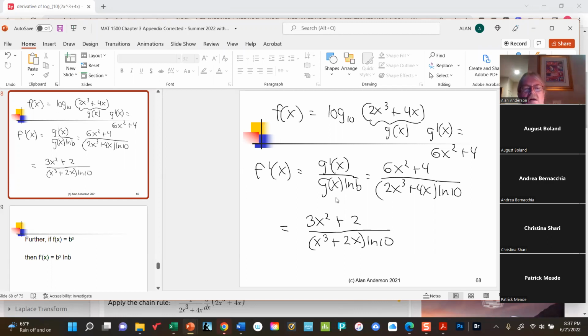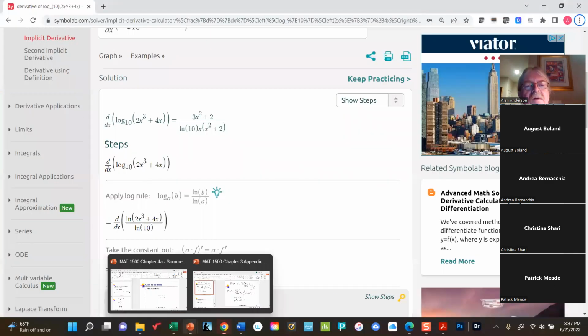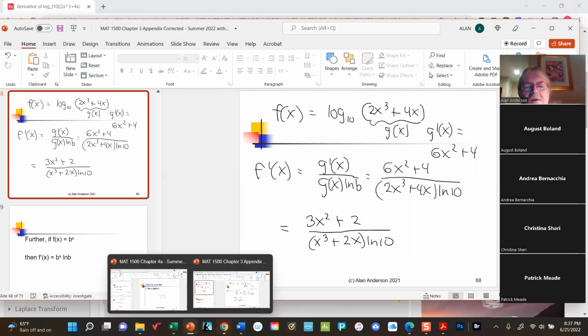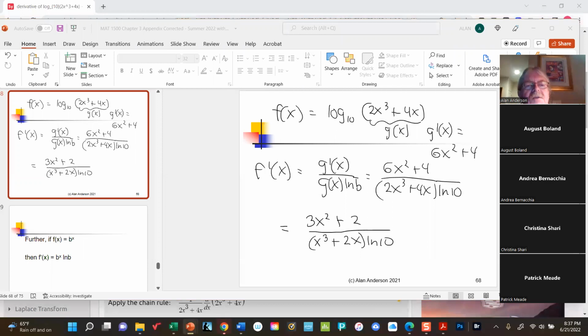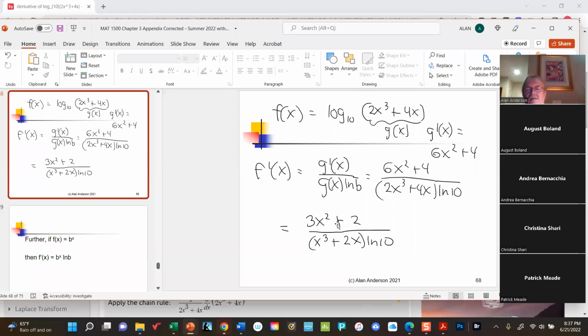Okay, so let's get back to it. Now let's make sure that they're the same. 3x squared plus 2 over x cubed plus 2x. Oh, something's not right. Oh, no, because they factored out an x. I didn't even see that. All right.